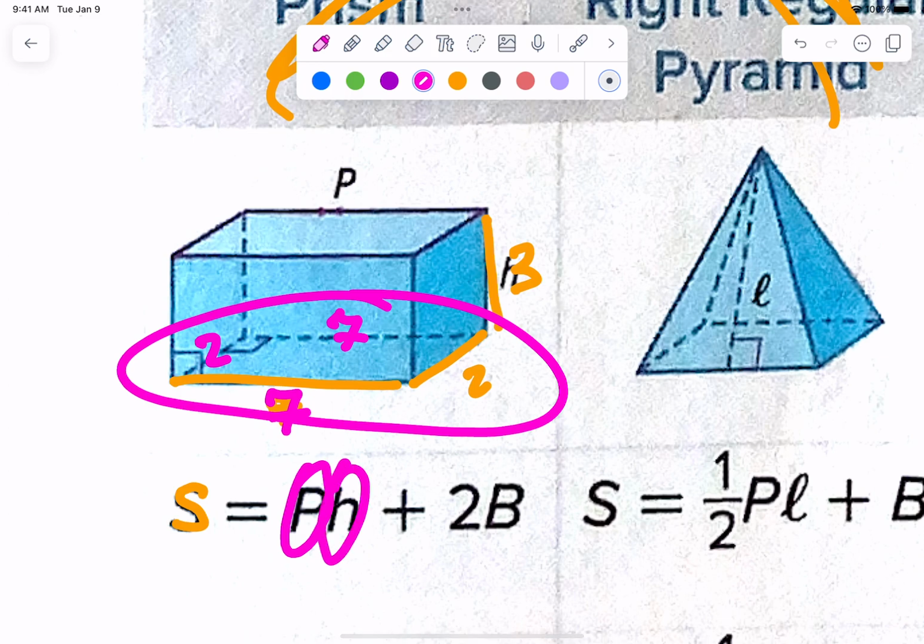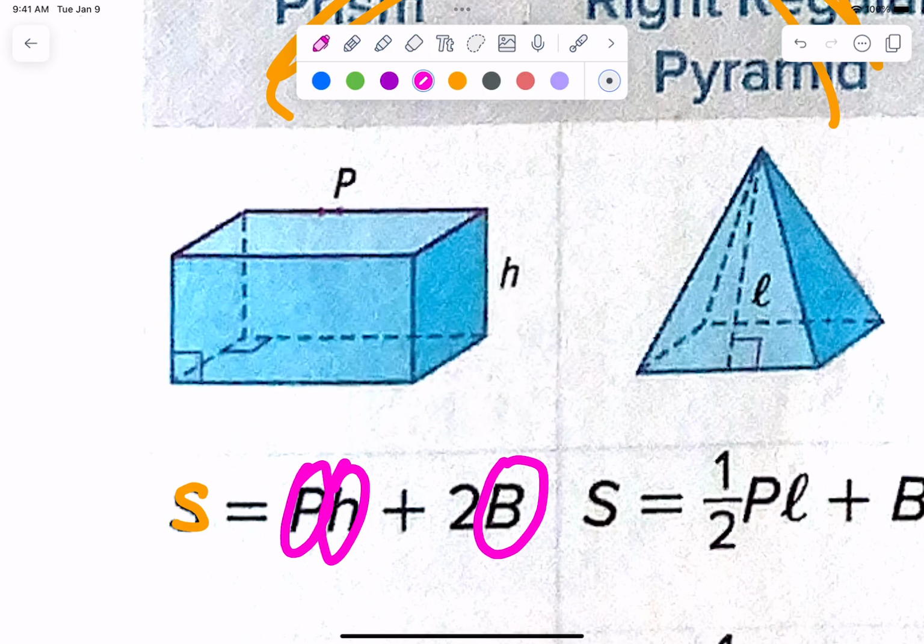What is H going to be, according to this? 3. The height, which is 3, okay? And then 2 times what does capital B stand for? The base. Which base? There are 2 base numbers, 7 and 2. Which one do I use?